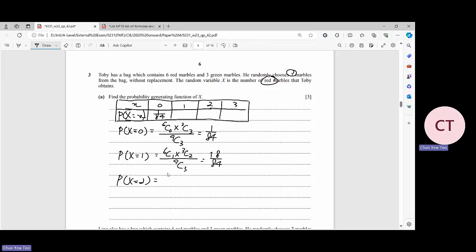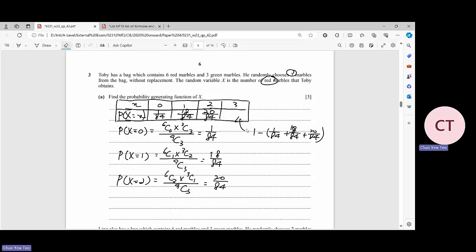For P(X = 2), it will be 6C2 times 3C1 divided by 9C3. Again, you press the calculator and you get 20 over 84. Again, I don't plan to simplify it. So I write 1 over 84, then 18 over 84, then 20 over 84. The last one is supposed to be 1 minus the 3 of them, then you're able to get the last one.